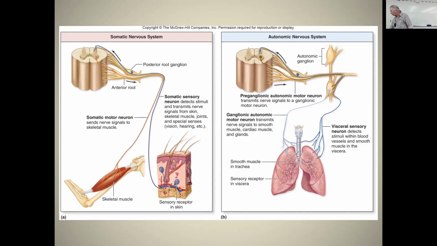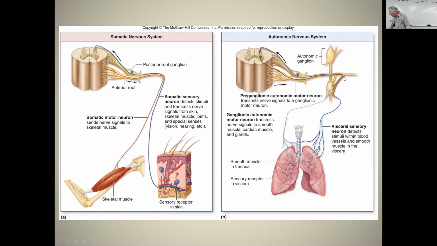Here we are, visceral sensory detects stretch within blood vessels and smooth muscle and viscera. That goes in to the spinal cord, again, through the dorsal root. And then the motor response, the visceral motor. So here in the spinal cord is the cell body of what's called the preganglionic motor neuron. And it goes out through the ventral root into a sympathetic chain ganglion through the ramus communicans.